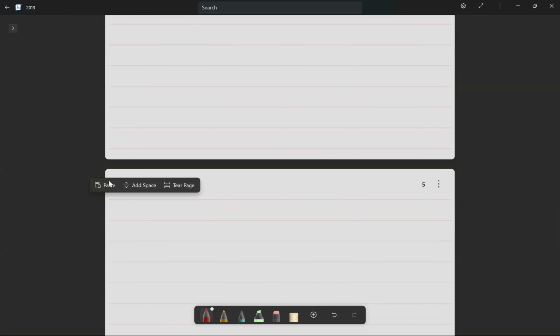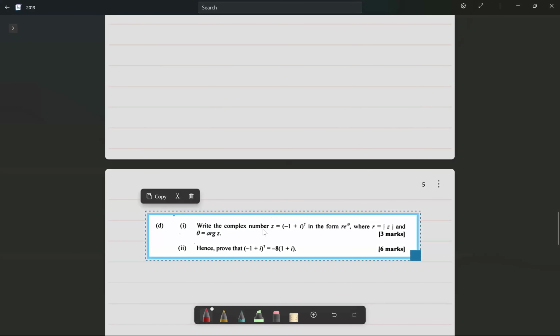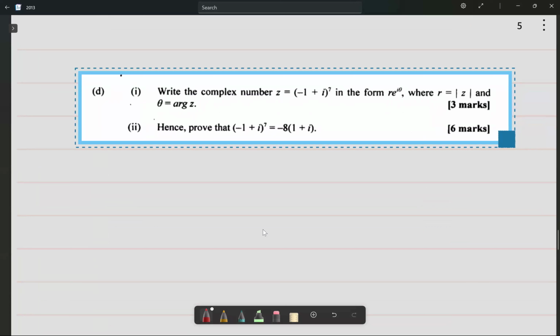This one is about complex numbers and proving proofs for complex numbers. There's a complex number, negative 1 plus i, raised to the power of 7, and we need to write it in polar form, r e to the i theta.